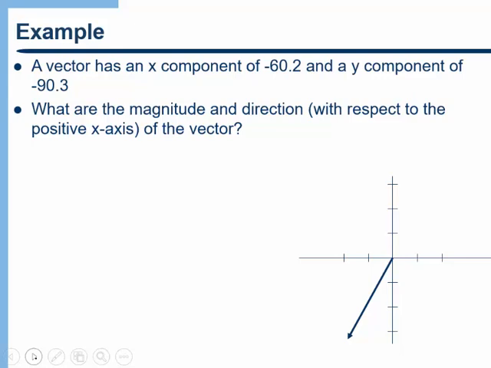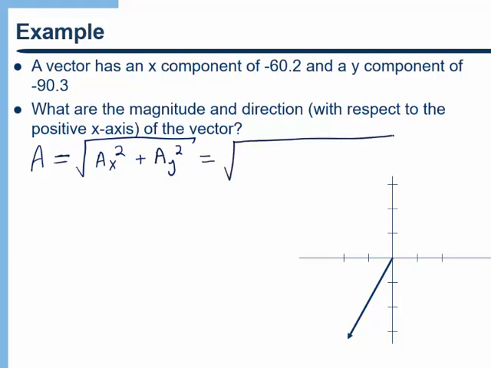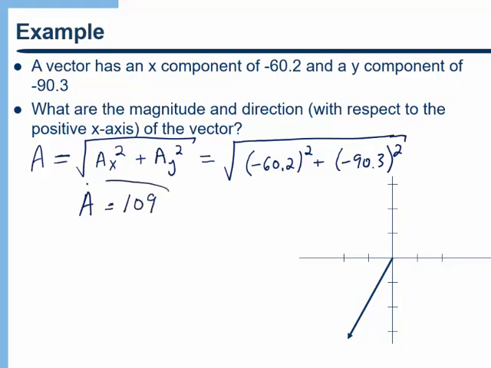So in this problem, we were supposed to find the magnitude and the direction. The magnitude we know we can just get from using the Pythagorean theorem. So we've got the square root of ax squared plus ay squared. And we got to be a little bit careful here. We've got negative 60.2 squared plus negative 90.3 squared. And when I worked that out, I got that the magnitude was 109.